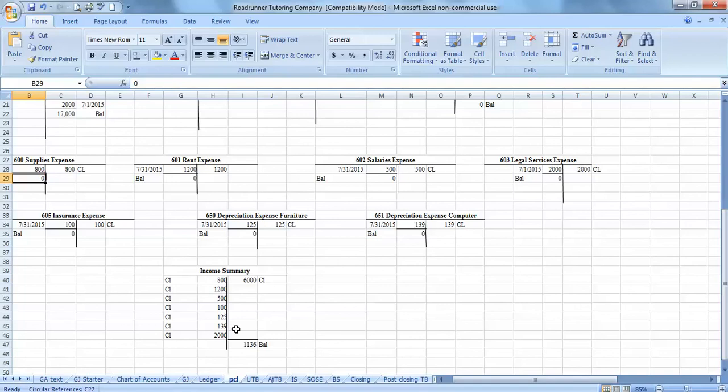By doing this, we have what is equal to the income. We've summarized the income in this income summary through this process. Revenue minus expenses, the income has now been summarized. The revenue and expense accounts have been brought to zero. There is that income. We can move on.